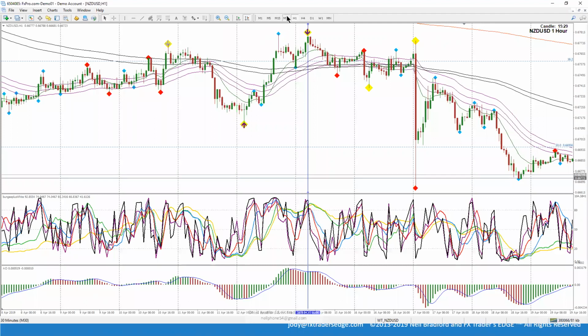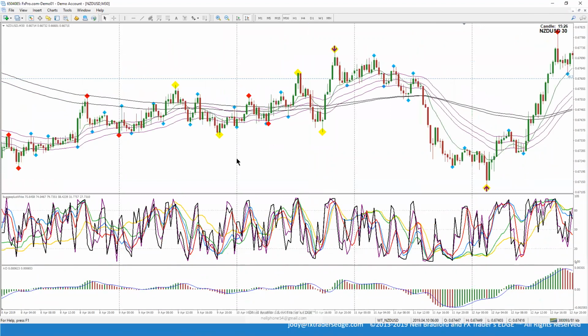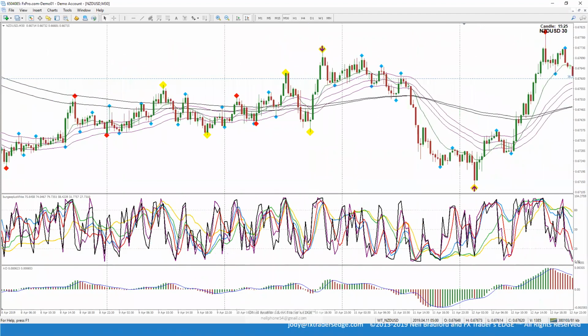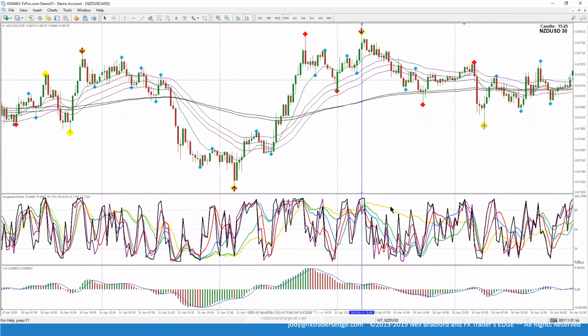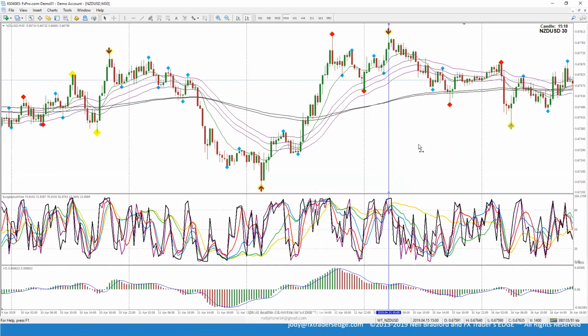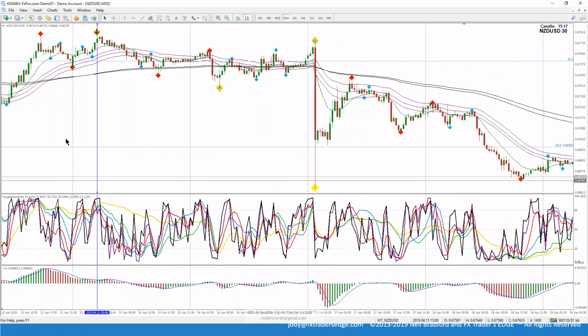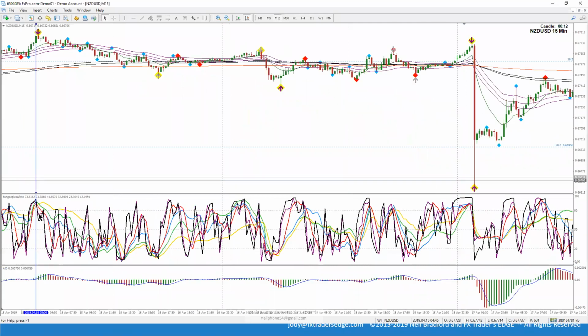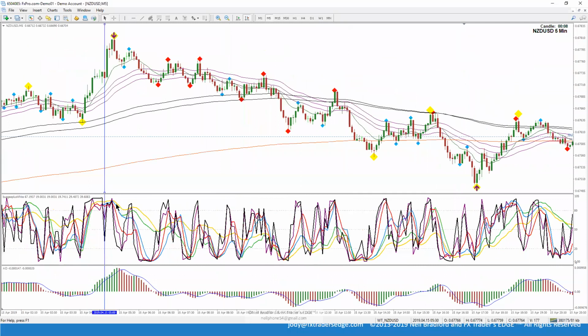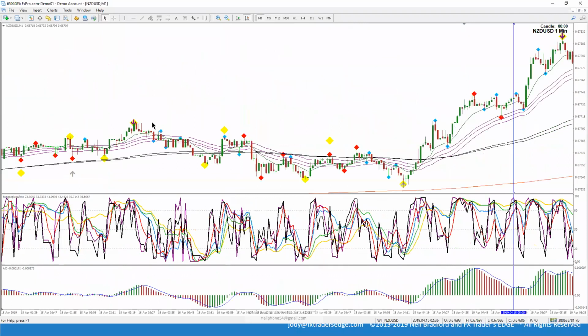We'll go down and have a look. What did I do then? There it is. M30, all at the top. Let me make sure this doesn't jump about too much. M15, all at the top. M5, all at the top. M1, and we're going to see exactly the same.